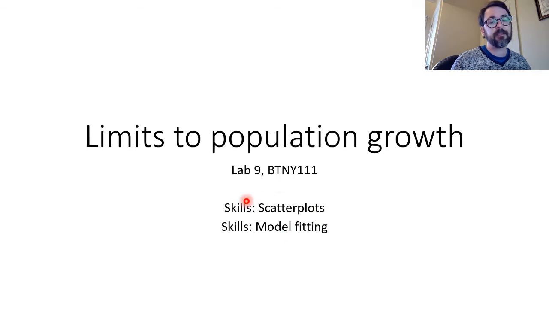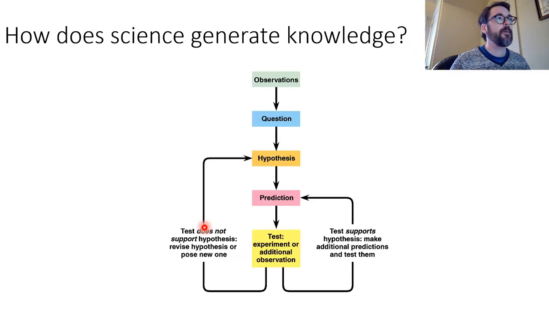Some of the skills that we're going to continue building on are your ability to make scatter plots. And we're going to add a new skill, which is how do we fit a model, a mathematical model, to make understandings about the world. And so to figure out why this matters, let's go back to the scientific method that I showed you guys on the very first day of class, right?